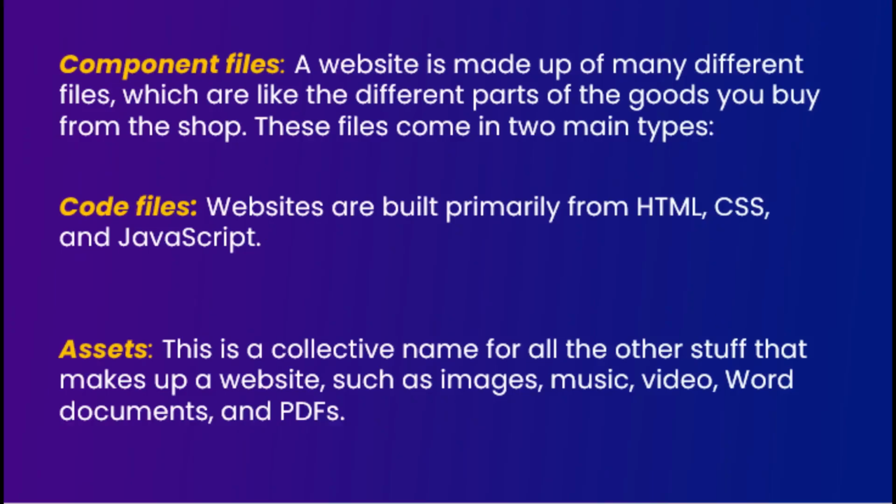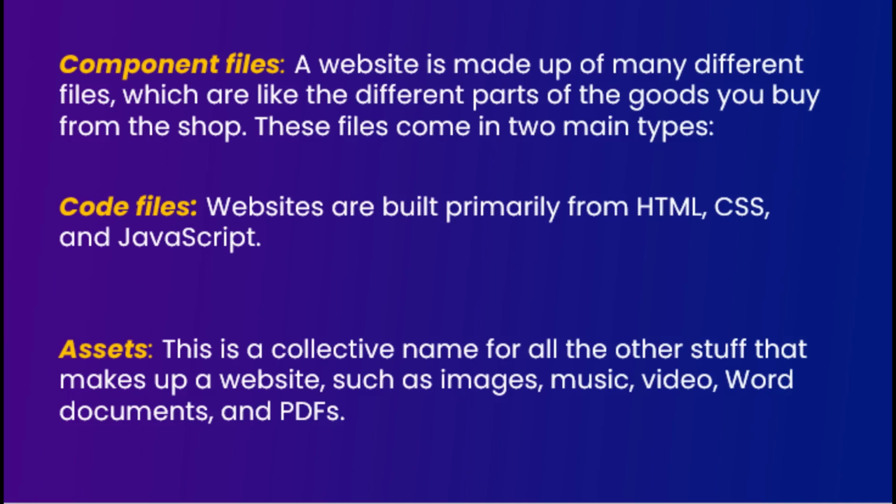So we have here also the component files. A website is made up of many different files, which are like the different parts of the goods you buy from the shop. These files come in two main types: the code files and the assets. Code files in websites are built primarily from HTML, the CSS file, and the JavaScript. There are other things we will see a bit later, like PHP and Ajax; there are many more.